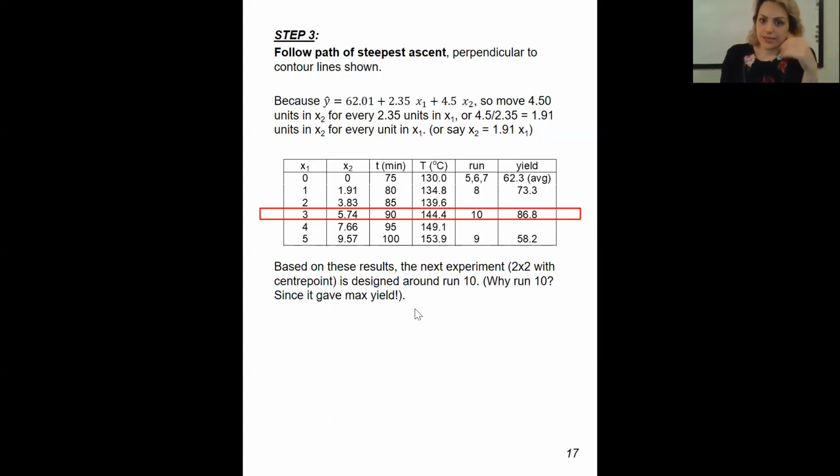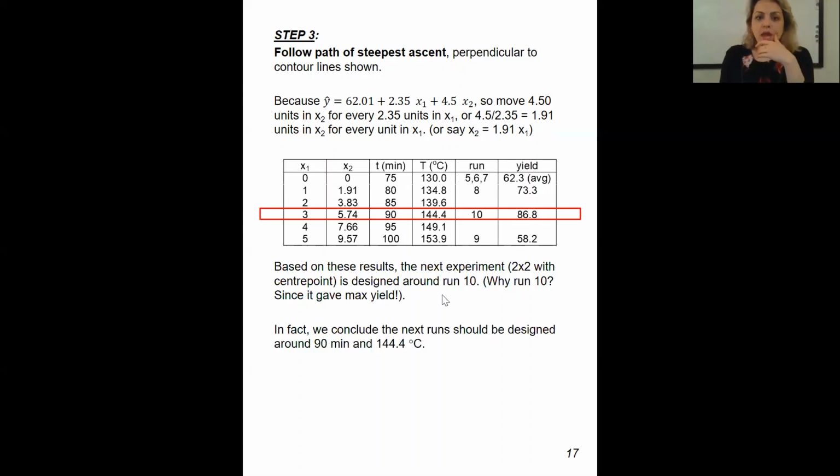Based on this result, the next experiment, 2 by 2 with center point, is designed around run number 10. Why run number 10? Because it gave the maximum yield compared to these ones. You can run these ones as well, but I just try to minimize the number of runs when I'm showing it to you. So in fact, we conclude the next runs should be designed around 90 minutes and 144.4 degrees centigrade. So we're going to round it. We can say 145 degrees centigrade or something similar.